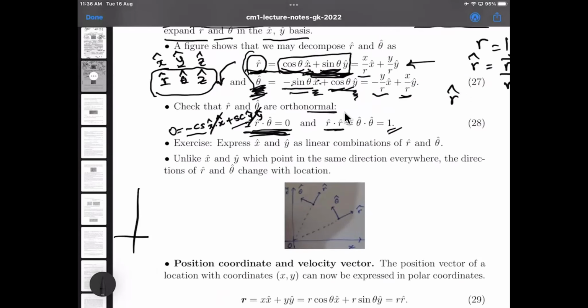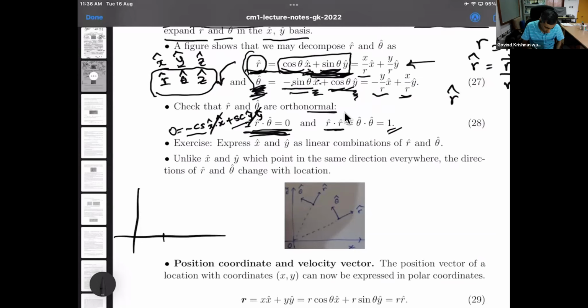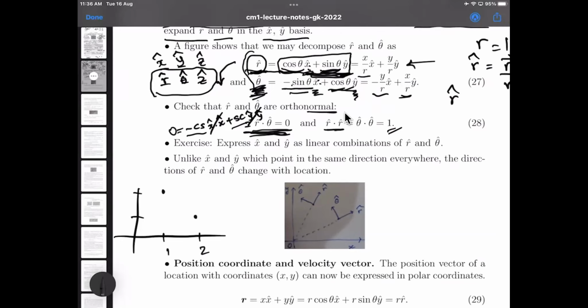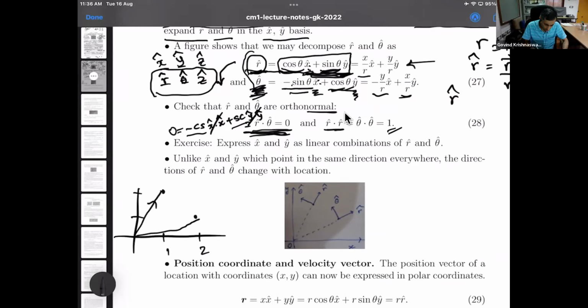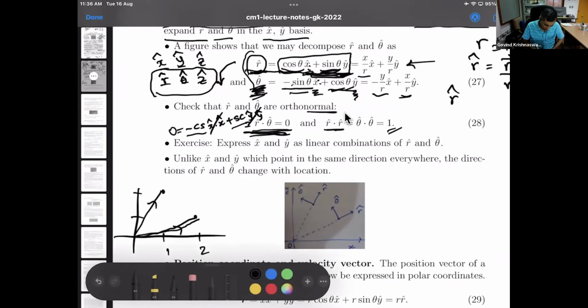So the point (1, 2): this is 1, this is 2. (1, 2) is this point, and (2, 1) is this point. Are those the points you have in mind? Yes, sir. Okay, very good. So first of all, we draw the position vectors of these 2 points. Got a bit messy. Let me clean it up.